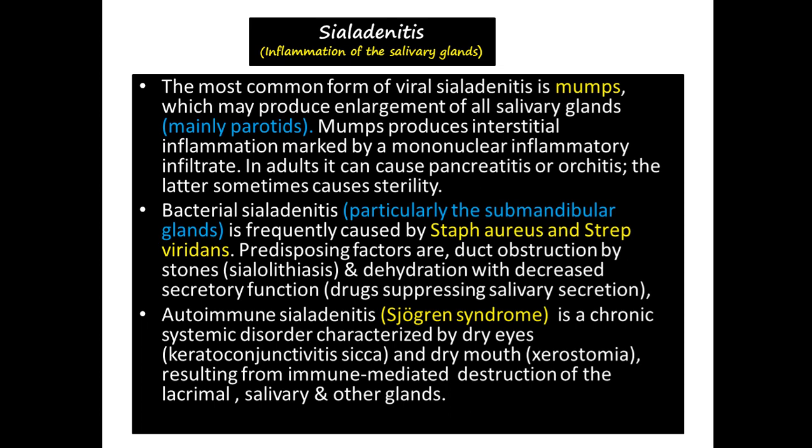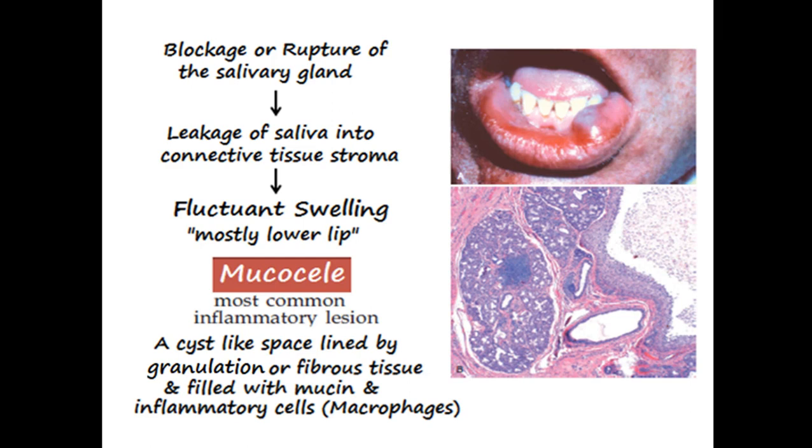Sjogren syndrome is a chronic systemic disorder, and it also involves the eyes in the form of keratoconjunctivitis and dry mouth, and it results from immune mediated destruction of the lacrimal gland in the eyes, salivary glands, and other glands.